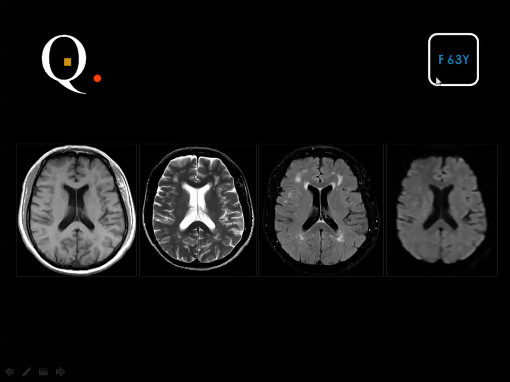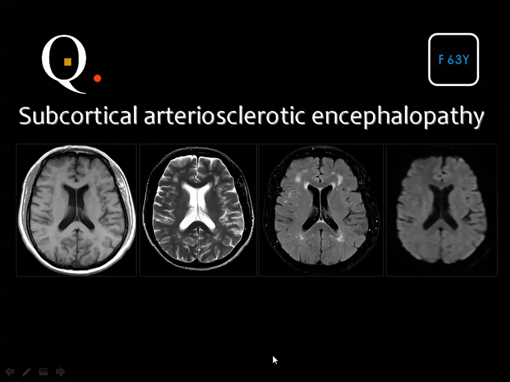MS in a female patient, 63 years old, normal brain imaging, or subcortical arteriosclerotic encephalopathy. Subcortical arteriosclerotic encephalopathy, meaning that there are ischemic foci of old duration.